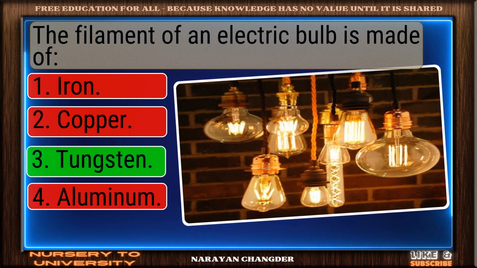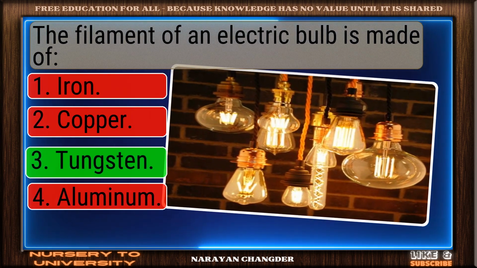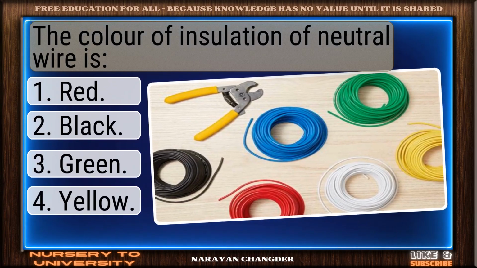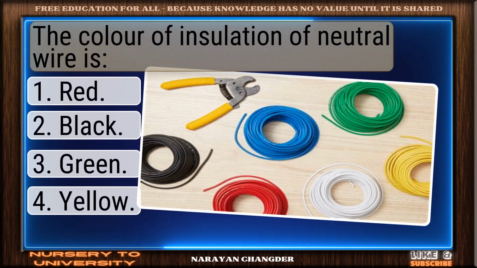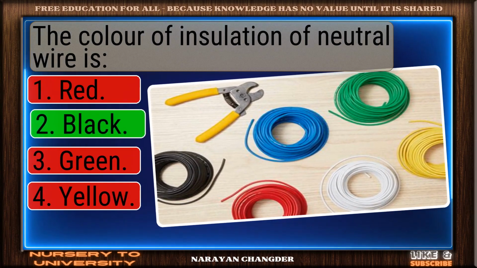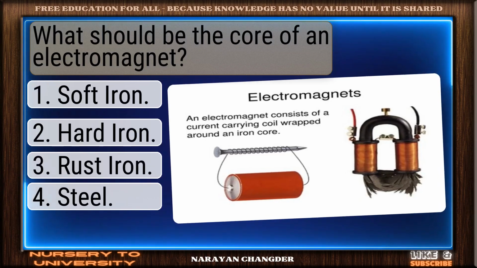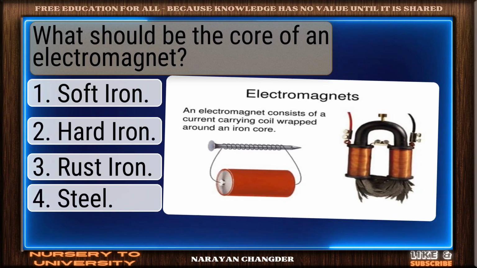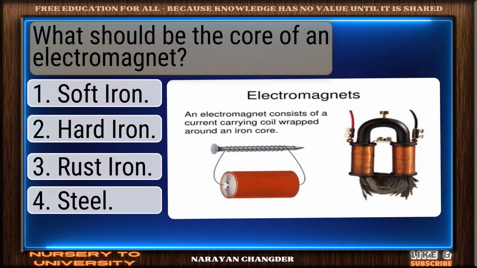You chose tungsten. And it is correct. Question number 106. The color of insulation of neutral wire is. Right choice. Black is the best answer. Question number 107. What should be the core of an electromagnet?